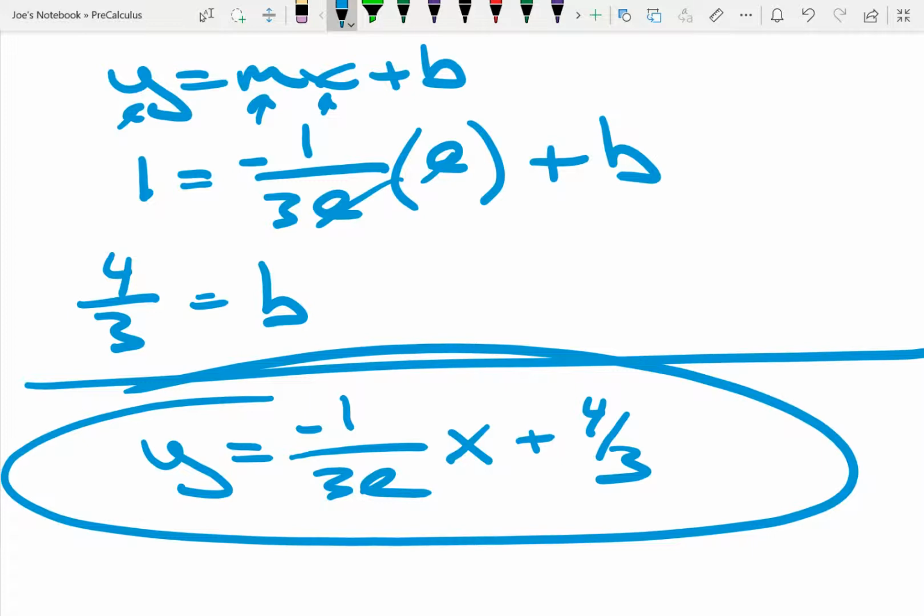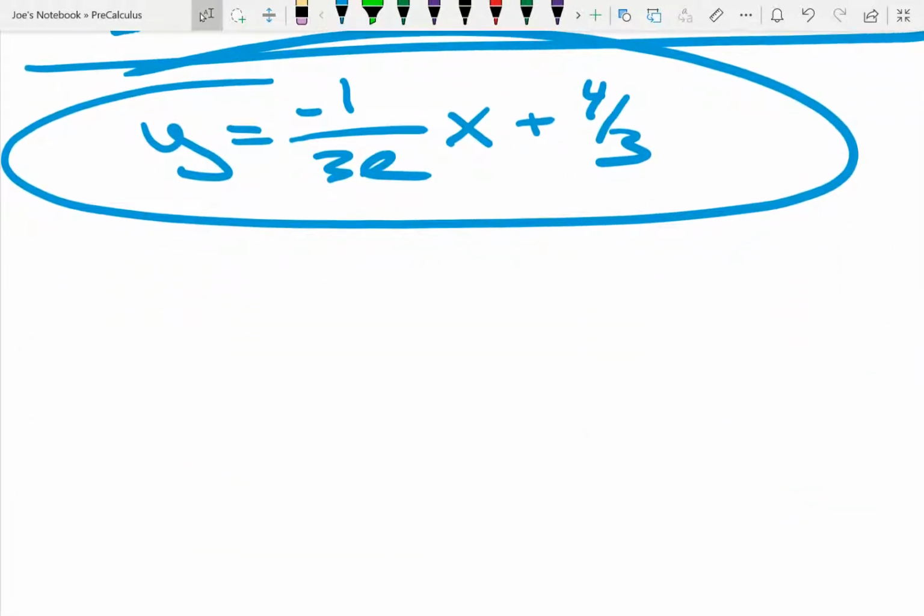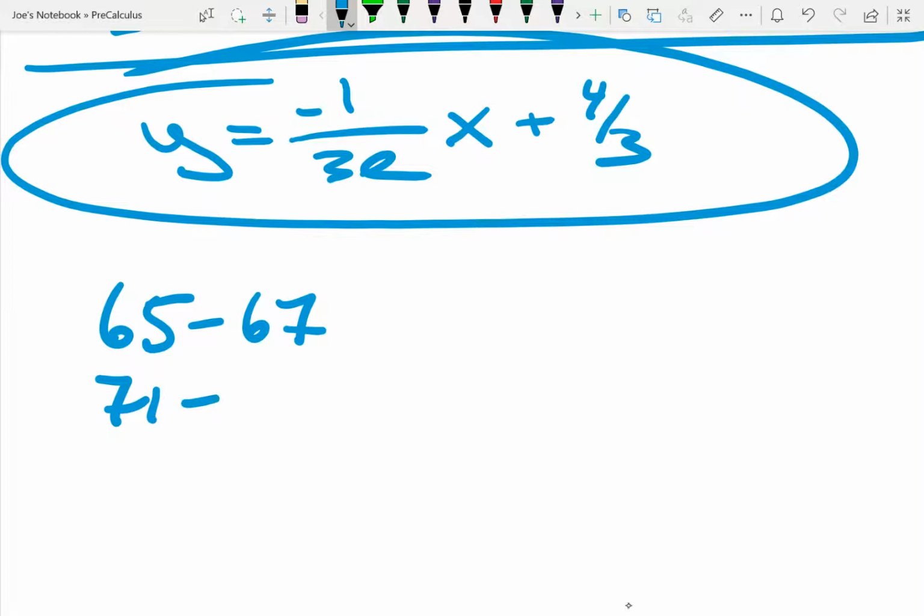So go ahead and do these problems for practice, because like I say, you've got a mini test, a 50-point deal, on Friday. So you want 65 and 67, and then 71 to 79. And all of these are odds.